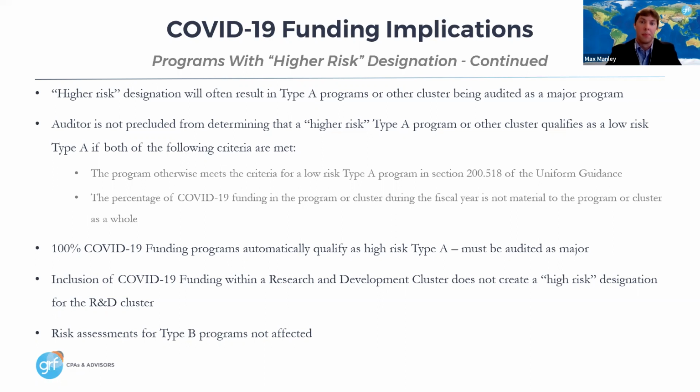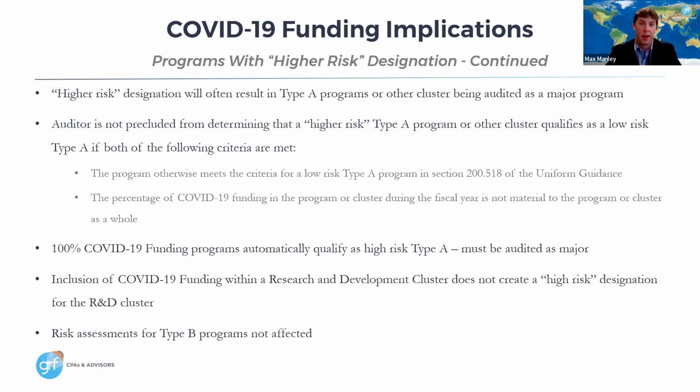So you do need to meet both of the following criteria to have a chance of a low risk assessment in that case. First, the program must otherwise meet the criteria for a low risk type A. So it was audited as major in at least one of the past 2 years. And during one of those 2 years, there were no material weaknesses, opinion modifications, or questioned costs in excess of 5% of the program expenses.